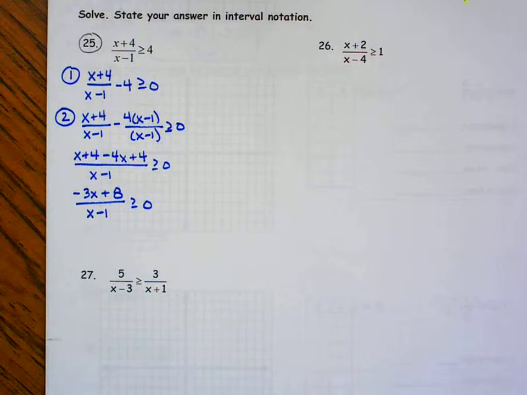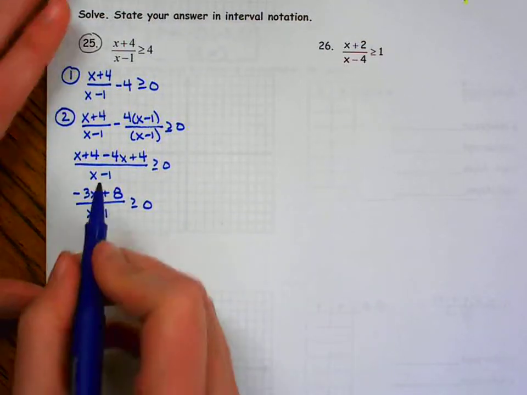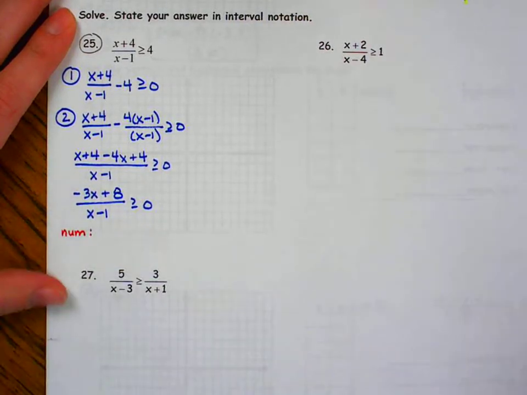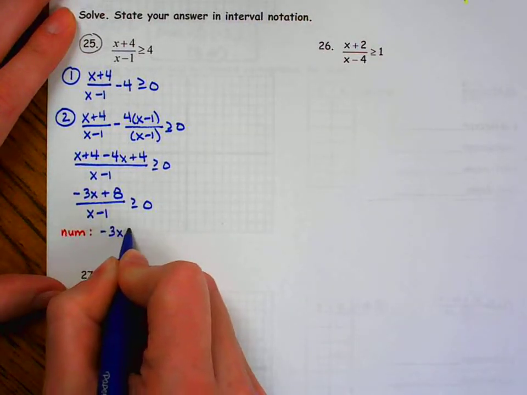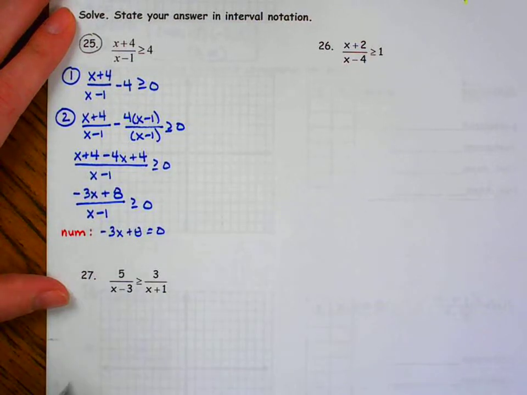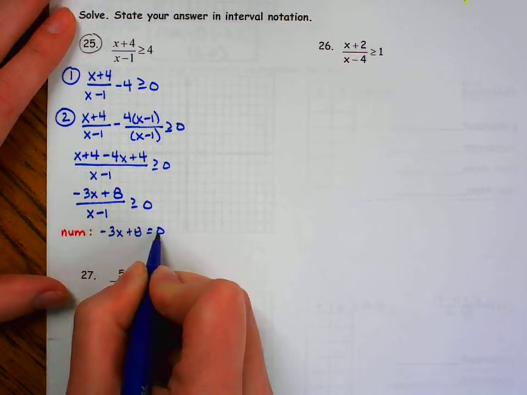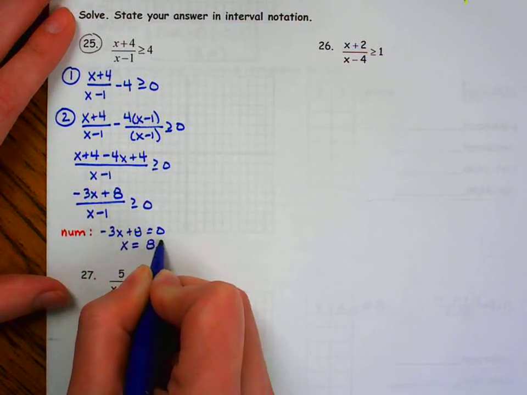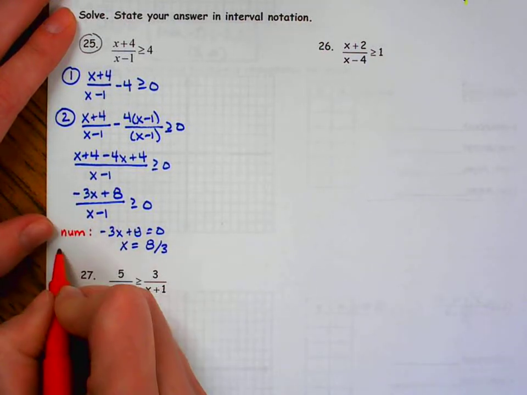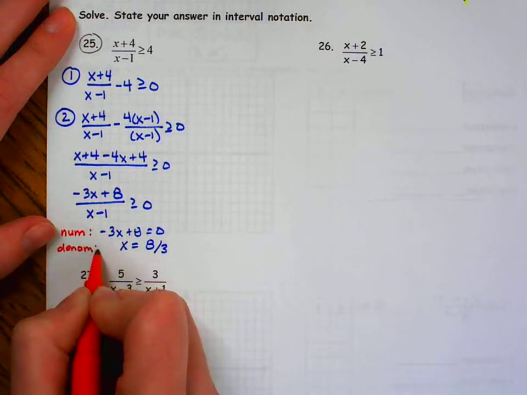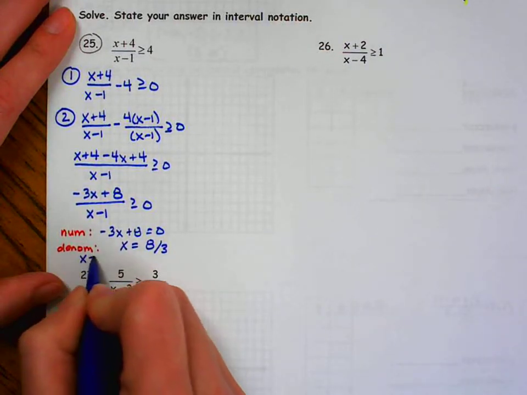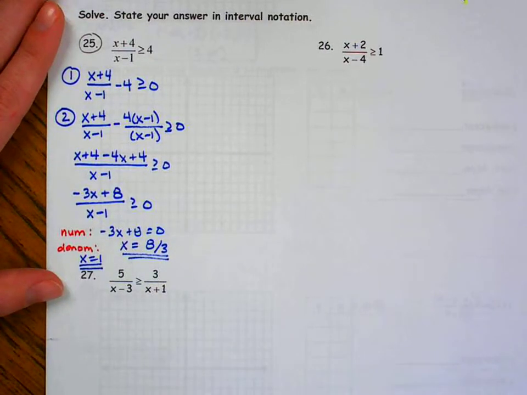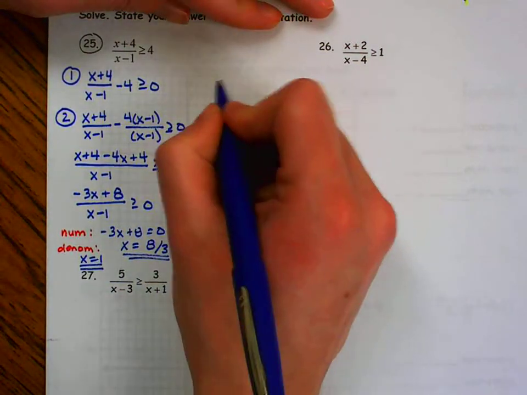So now I need to figure out what's going to make those 0, right? So the denominator is going to be 0. So actually, we'll go through a step. I need to figure out when the numerator is 0. The numerator is going to be 0 when negative 3x plus 8 is equal to 0. If I subtract the 8 and divide by negative 3, I'll get x is 8/3. And if I look at when the denominator is equal to 0, I'm just going to get x equals 1. So these two things here are what need to go on my number line. So that's going to be step number 4.